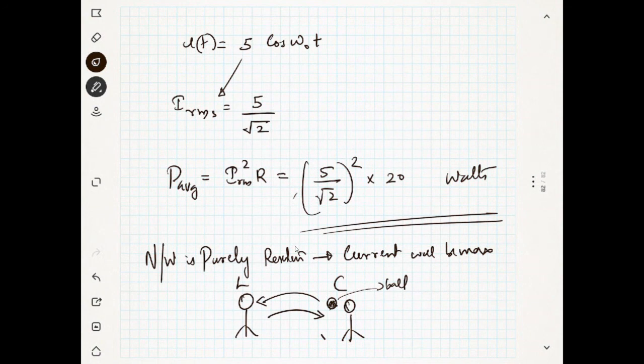This is a special condition, where VL is equal to VC, or I can say j omega L becomes equal to 1 by j omega C. This condition is known as resonance. There are a lot of beautiful things related to resonance, which I will complete in the next class. I hope it is clear to you, right?